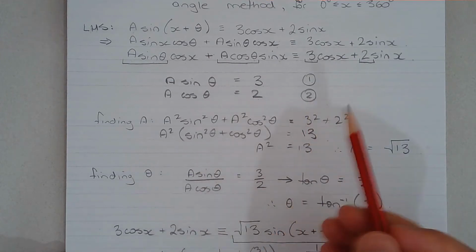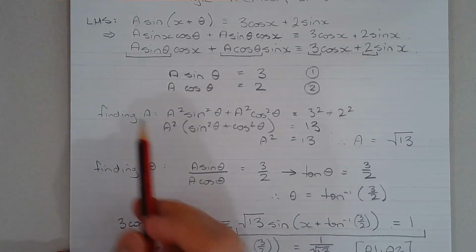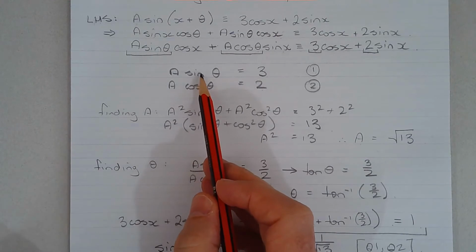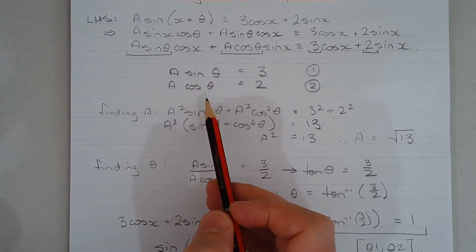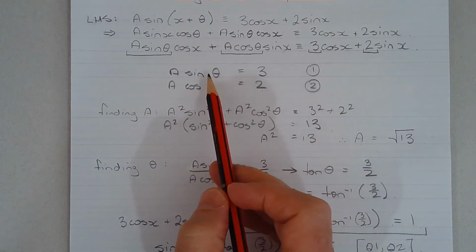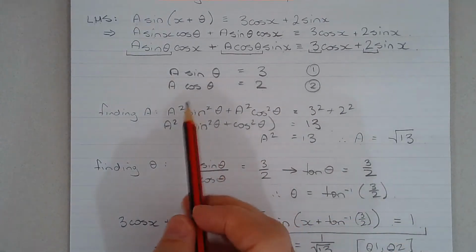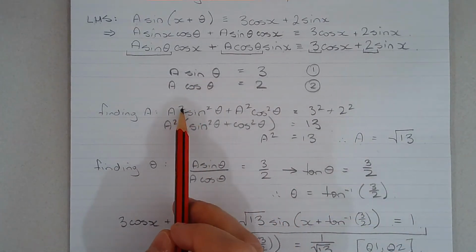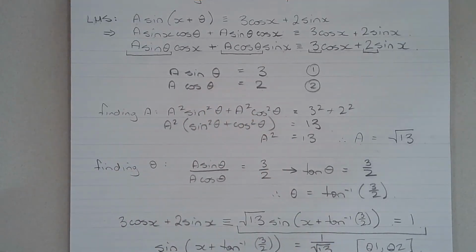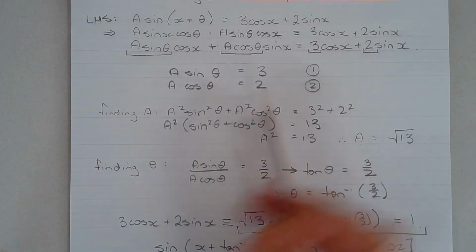Now our mission is to find a value for A and a value for theta. Let's find A first. We need to eliminate the sin theta and the cos theta, and the most convenient way to do that is to square both equations and add them together, so that you end up with A squared sin squared and cos squared, and we can eliminate that using a Pythagorean identity. Squaring both equations, we have A squared sin squared theta plus A squared cos squared theta, so that's both left-hand sides, is equal to 3 squared plus 2 squared, the two values on the right-hand side.